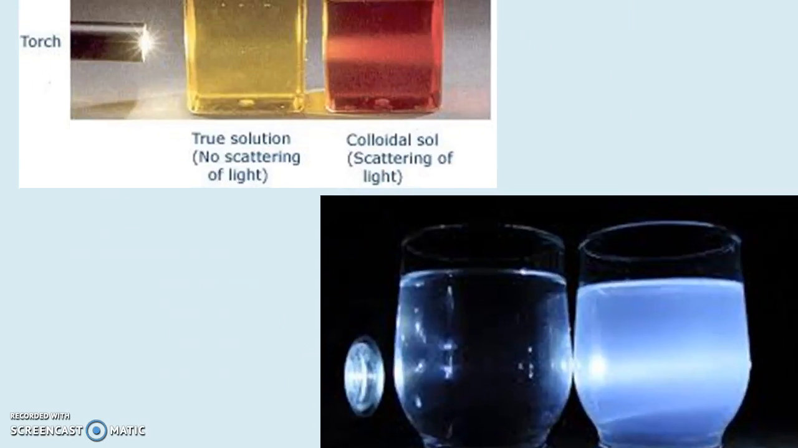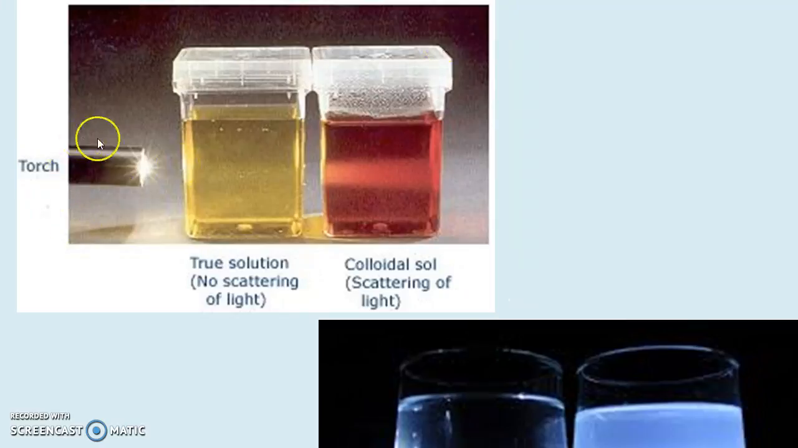So here's some examples. This first picture up here, here's the light source, okay, like a light bulb. This would be a true solution, does not scatter light. You can sort of see a shadow of it, but for the most part, you can't see the path of that light. We look, a colloid scatters light. So you can see really clearly the path of that light going through that mixture.